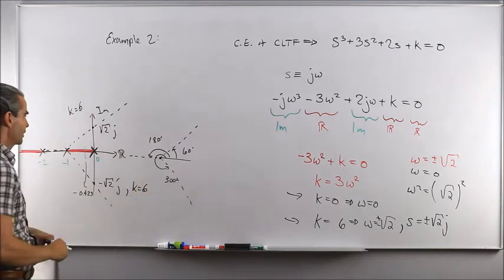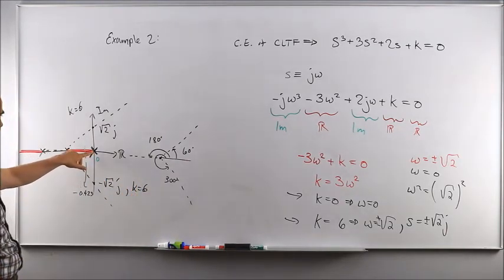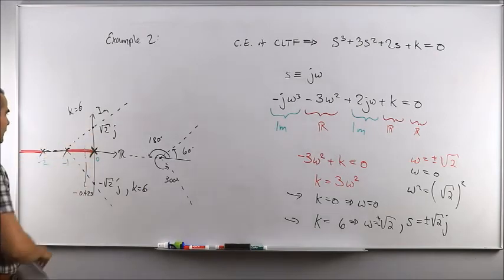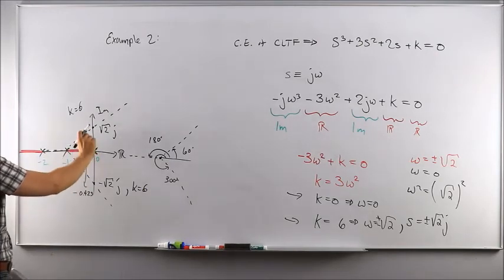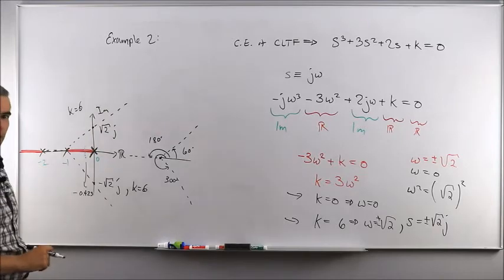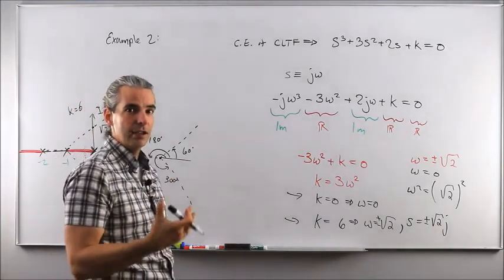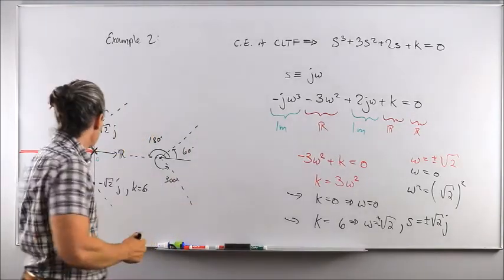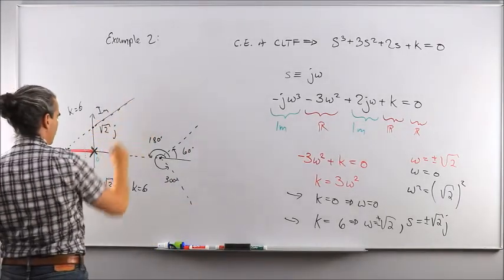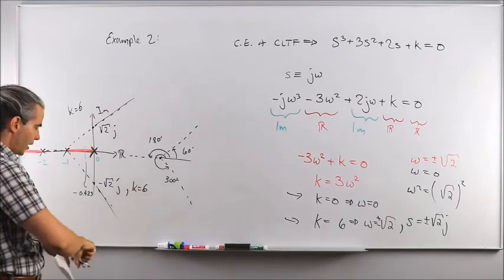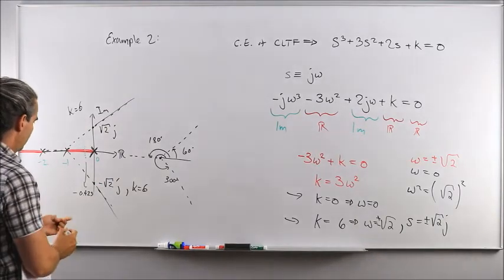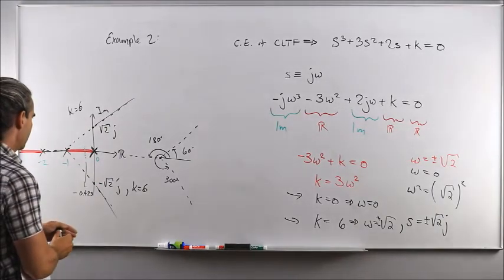So as you go from k equals 0 to k equals 6, you get two poles that are crossing the imaginary axis. So it won't be a good idea to keep increasing your gain beyond k equals 6, because your poles will be in the positive part of the complex plane. Okay?